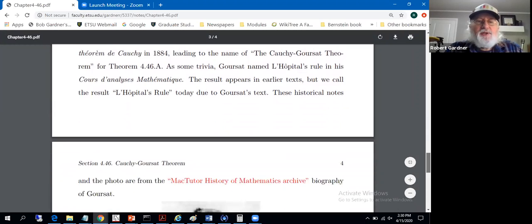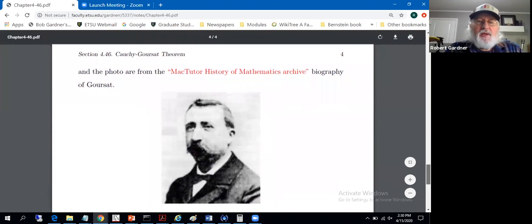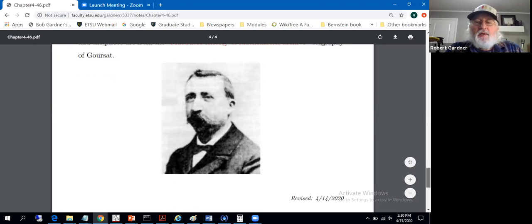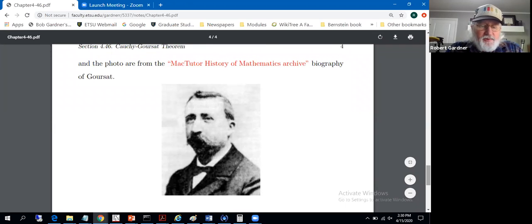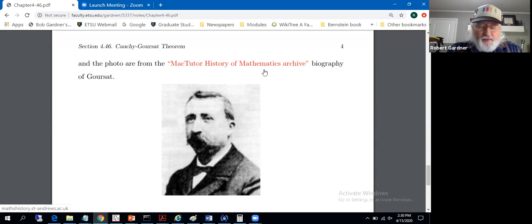These little hodgepodge of historical notes come from the MacTutor History of Mathematics Archive. Here's your picture of Goursat. There's an exceptional reference out there, this MacTutor History of Math thing. Loads of history, biographies of these folks, well into the 20th century. You take a history of math course and you probably don't get to very modern stuff. You probably get to calculus and that's about it.